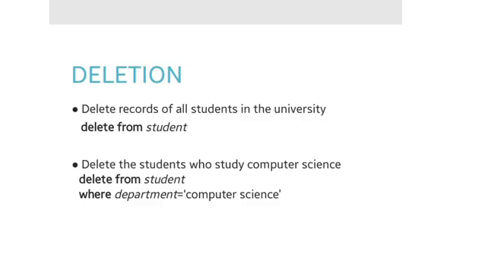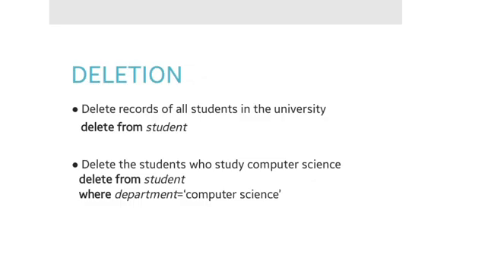So delete from tells SQL to remove data. Table name specifies the table. Where selects which rows should be deleted. If where is omitted, as in delete from student, then all rows are deleted. This is dangerous if done accidentally.